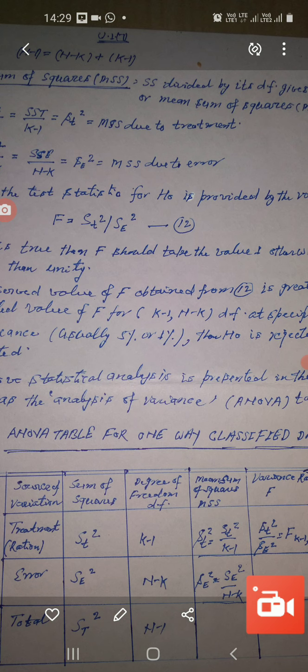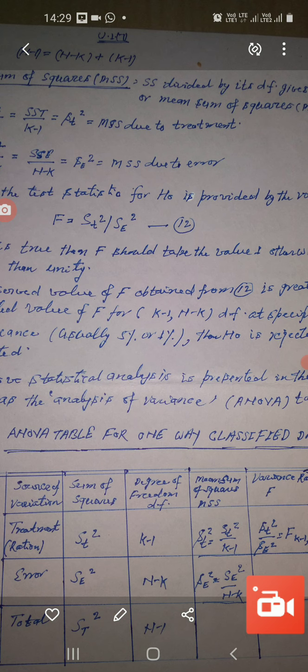Similarly, we have mean sum of squares. The mean sum of squares is obtained by dividing the sum of squares by their degrees of freedom. So capital St square upon k minus 1 is equal to small st square, the mean sum of square due to treatment. And similarly, capital SB square upon h minus 1 is equal to small sb square, and this is your mean sum of square due to varieties.